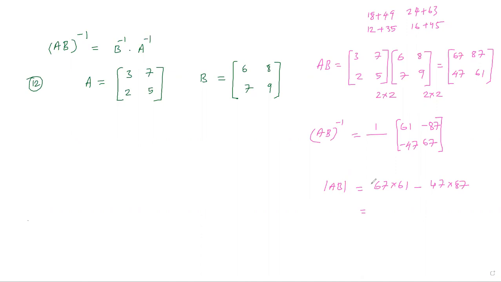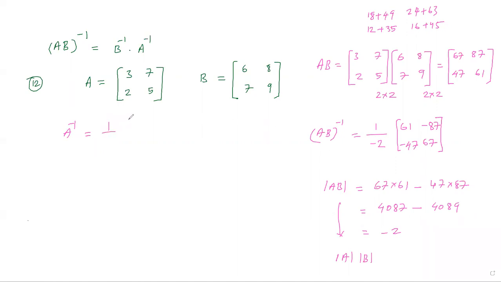One second, let me take the calculator. 67 into 61 is 4087, minus 47 into 87, 4089, which is equal to minus 2. So we get 1 divided by minus 2 into the adjoint. Okay, so now you have to find A inverse and B inverse. You can also do it by determinant of A into determinant of B, and you will get the same answer.